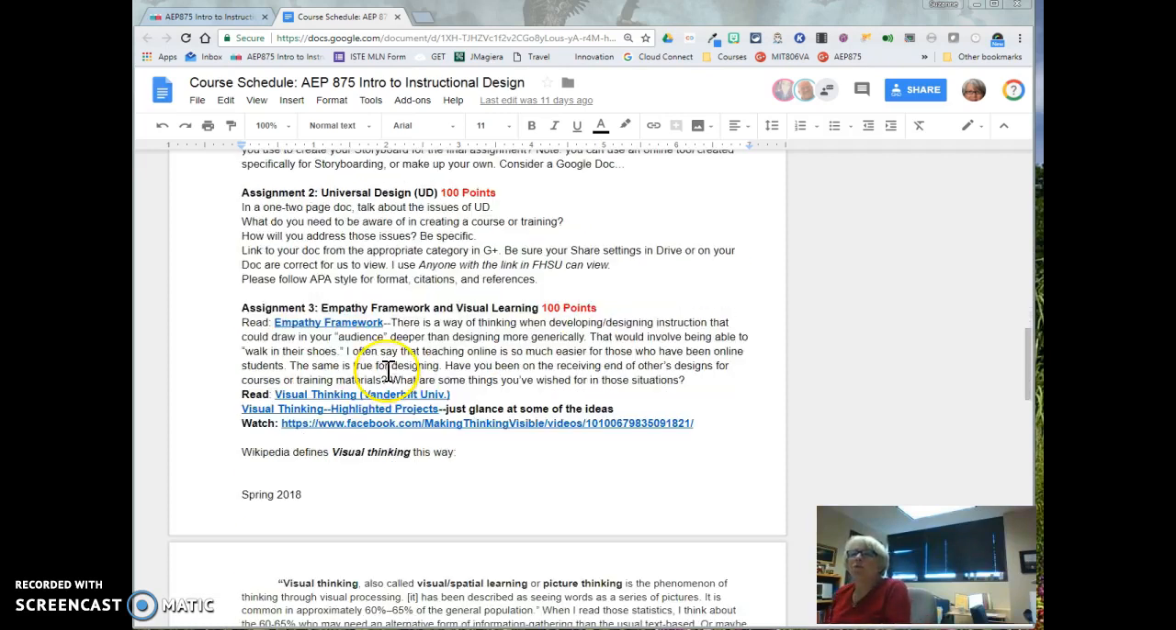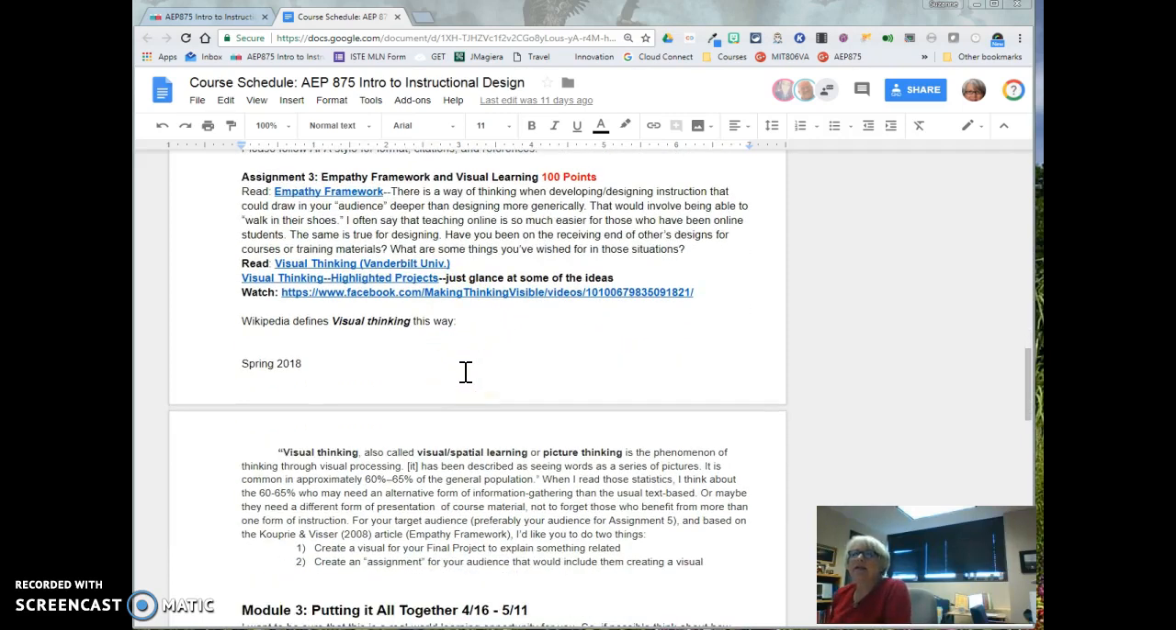But one of the questions that I had was on assignment 3. And so I wanted to be sure that this was clear in terms of what I'm looking for here. Especially since this class is the intro to instructional design, and so many of you are instructional designers or headed that direction and not necessarily in the classroom.